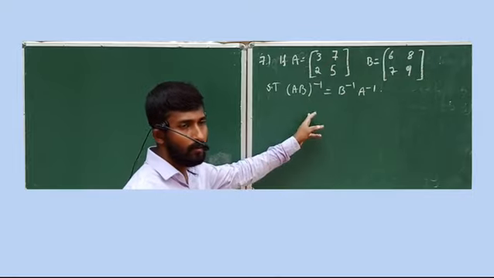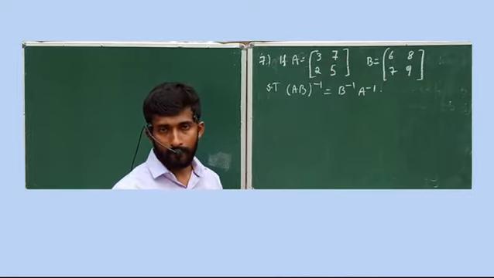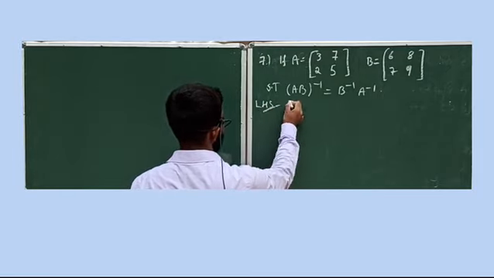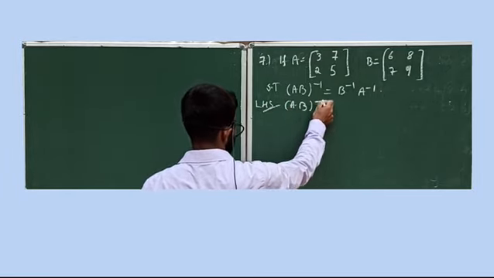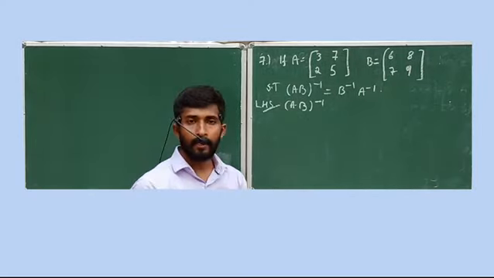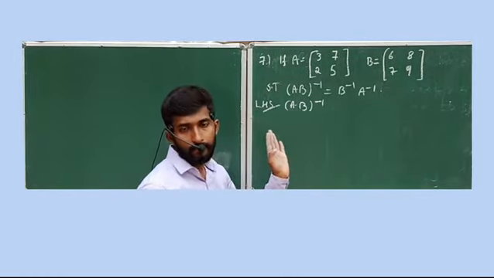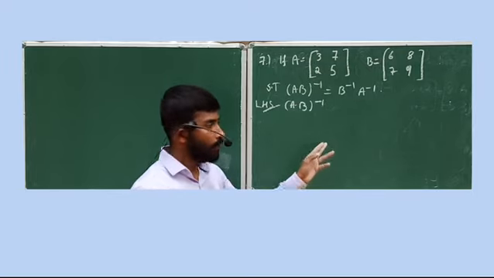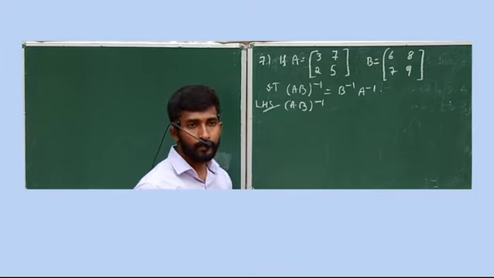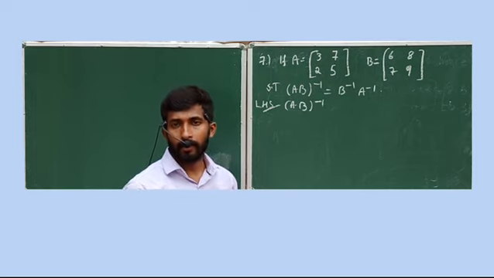Actually, this is the formula. In this question, we need to verify that formula. That means you need to show LHS is equal to RHS. First consider LHS. LHS is (AB) inverse. First you need to find AB. Product of two matrices is again a matrix, right? After finding AB, you will get one matrix C. Let us assume that it's C. C inverse. How to calculate C inverse? First, you need to find adjoint of C, then determinant of C, then apply the formula adj C divided by determinant C.